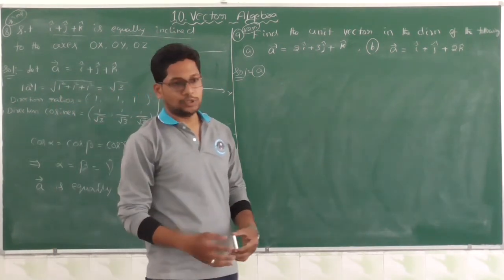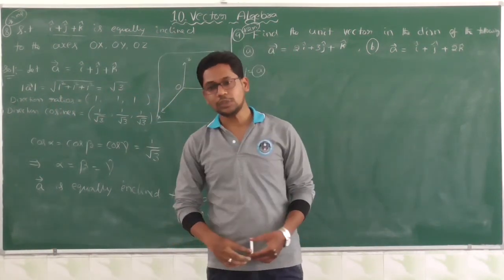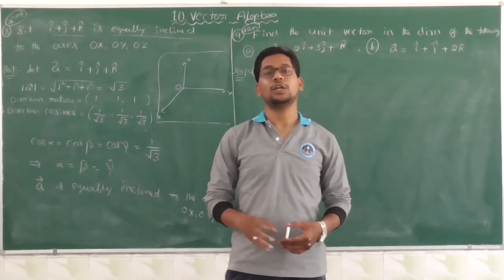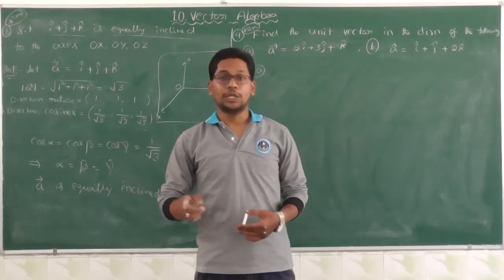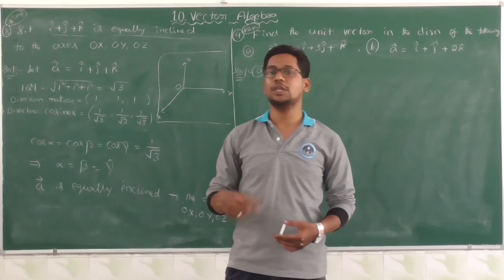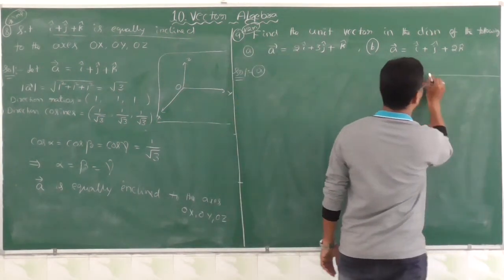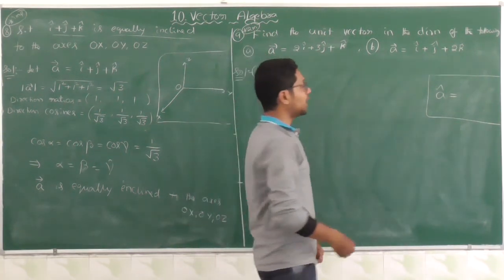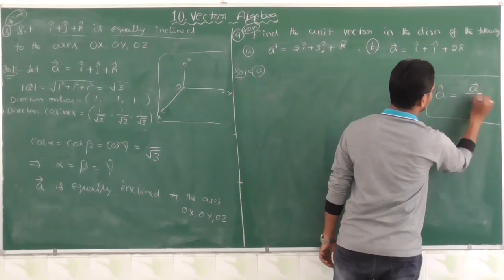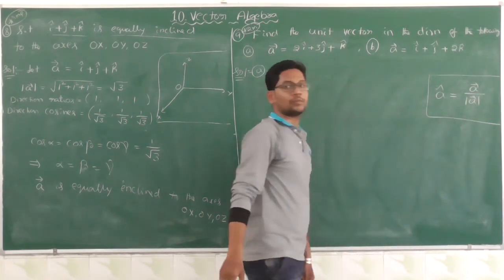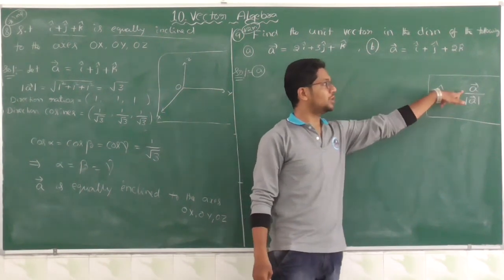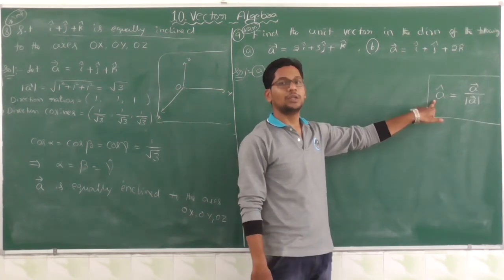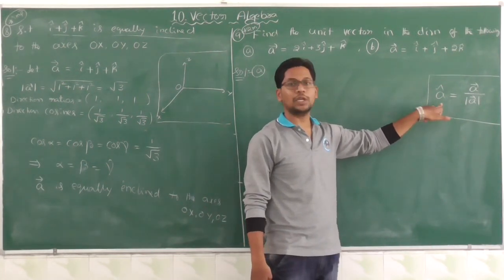In the starting of this vectors chapter, I told you one thing about the unit vector. The unit vector along the vector A is A cap. A cap equals A vector divided by magnitude of A vector. It is like the formula to find the unit vector. This one you have to remember and you have to practice.